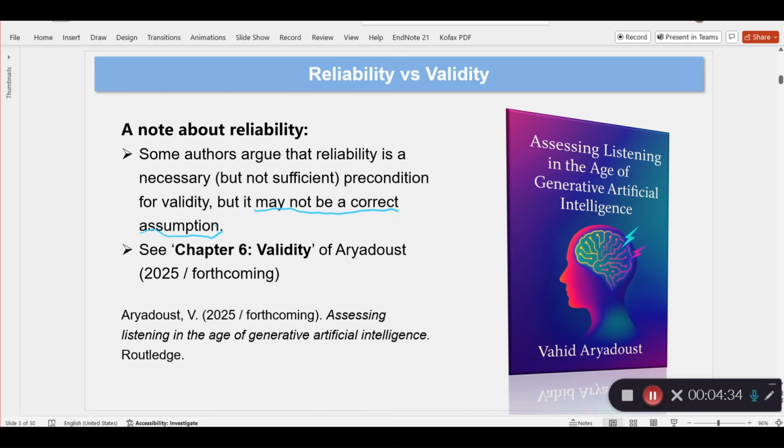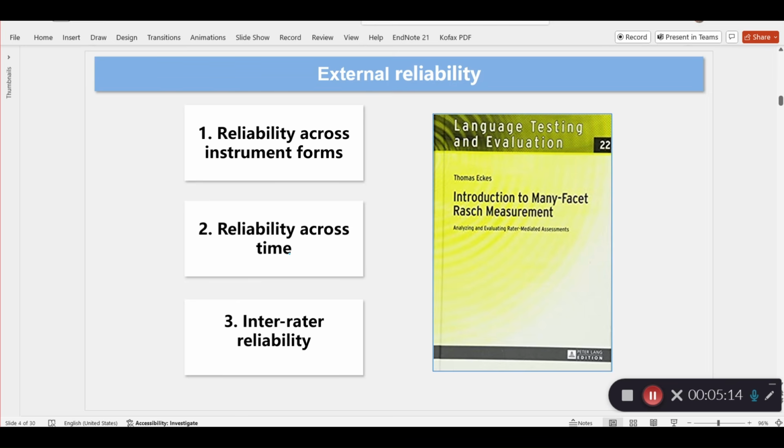Nevertheless, I wanted to point you to my upcoming book, Assessing Listening in the Age of Generative Artificial Intelligence, where I have discussed the concept of validity and also problematized to what extent reliability can be viewed as a subcategory of validity, or to what extent it can be assumed to be related to validity. Chapter 6 of the book talks about that. When the book is finally published, I will make sure to make an announcement if you would like to be updated about it.